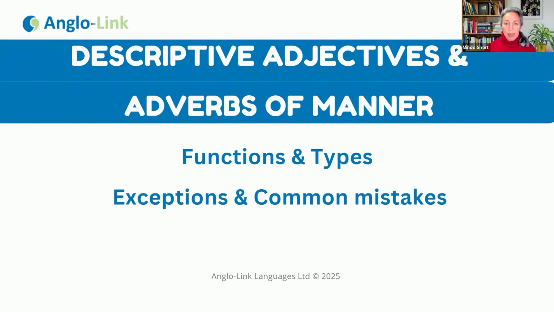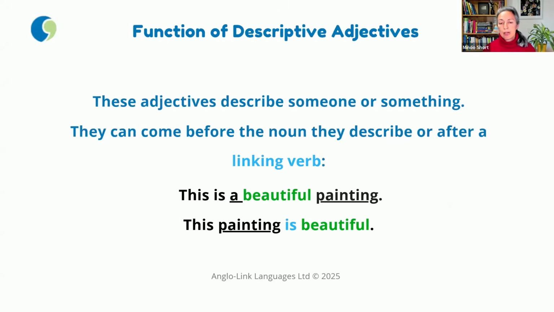So, starting with adjectives, what is the function of a descriptive adjective? As the name suggests, these adjectives describe someone or something. Now, these can come before the noun that they describe or after a linking verb. So we can say, this is a beautiful painting. Painting is the thing, the noun, and beautiful is the adjective. Or we can use a linking verb like is and separate them.